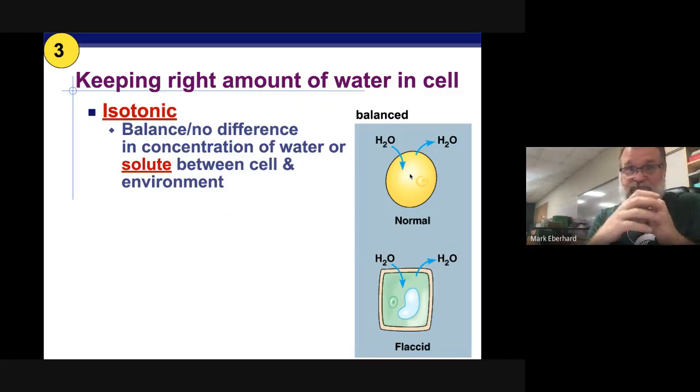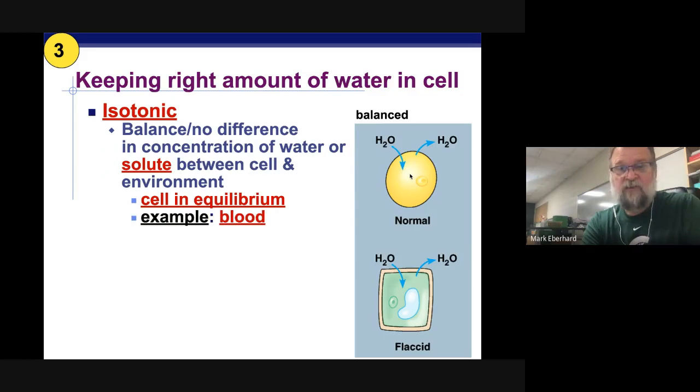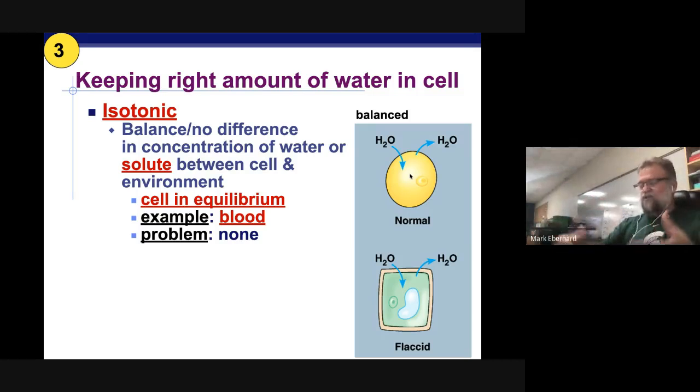Finally, we get to the third scenario again. Isotonic. Isotonic, you have a balance in the concentration of water or the solute between the cell and the environment. It's in balance. Since it's in balance, you are in equilibrium. And as the picture shows again, that means things are moving equally in both directions. So for your bloodstream, if you can maintain an isotonic situation, you've got no problem. And our bodies are constantly trying to put our body into an isotonic situation.